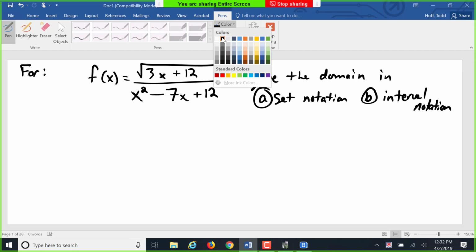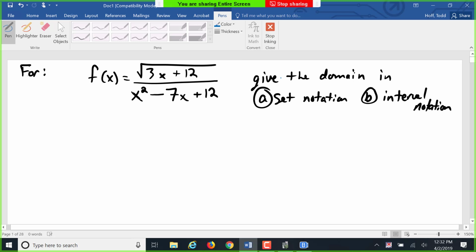So as far as finding the domain of this function, remember those are the values that can be used for x. There are two things that restrict us at this point. One is square roots. We can only take the square root of a positive number. And the other is dividing by zero. So we'll look at the numerator here. We have that square root.